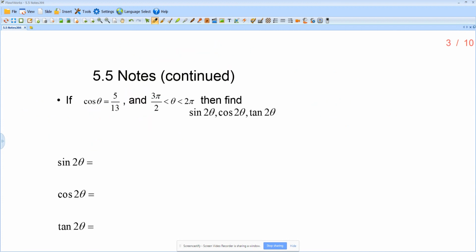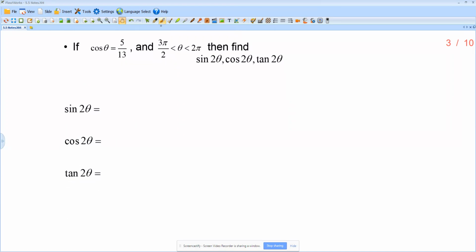All right, moving along, I want to do one of these examples too. If the cosine of theta is equal to 5/13, and we're looking from 3 pi halves to 2 pi, which is telling us that we're in the 4th quadrant, then find the sine of 2 theta, the cosine of 2 theta, and the tangent of 2 theta. So if I wanted to draw this, I know that I'm working in the 4th quadrant.